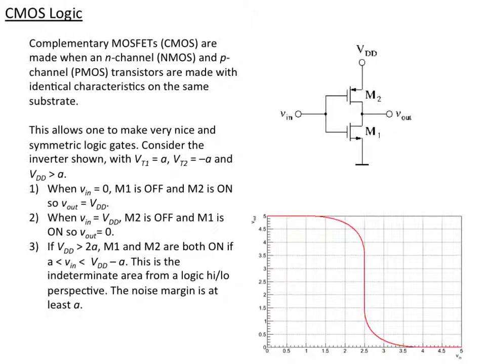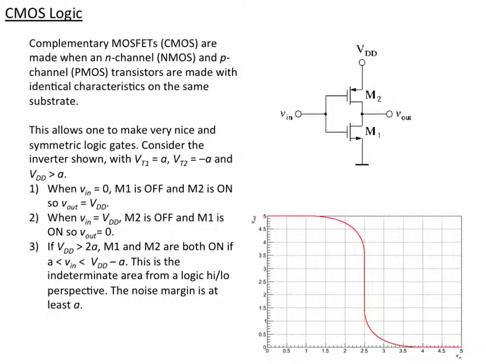So we can make a logic device using MOSFETs, and we can make especially nice ones when we combine N-channel MOSFETs, NMOS, and P-channel MOSFETs, PMOS, made with identical but opposite characteristics, and we call that CMOS, for complementary MOSFETs. Both the NMOS and PMOS transistors are made on the same substrate, and so they have nice, very symmetric response functions. And so let's consider the action of this CMOS NOT gate.